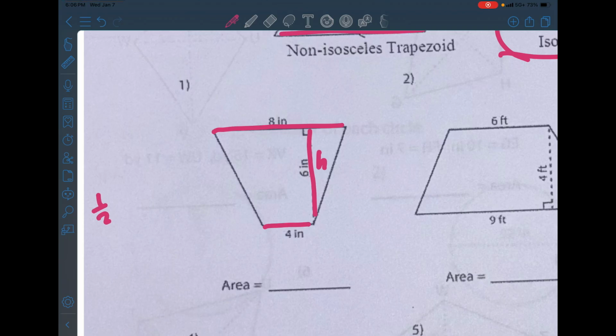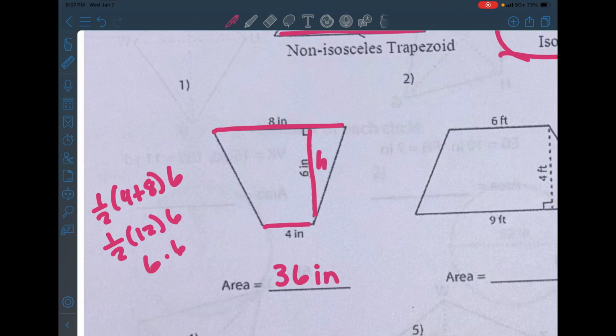It doesn't matter which one's base 1, doesn't matter which one's base 2, as long as you have 2 of them. So we're going to go 1/2 times 4 plus 8 times your height. So 4 plus 8 is 12 times 6. So here again, you could take half of 12, multiply it by 6. You could take half of 6, multiply it by 12. You can do 12 times 6, divide it by 2. You can put it in your calculator, 0.5 times 12 times 6, whatever you want. I'm a little bit more go by step. That's fine, whatever you want to do. So 1/2 times 12 gives you 6, times 6 is 36. We're looking for the area, so we have to put our units squared.